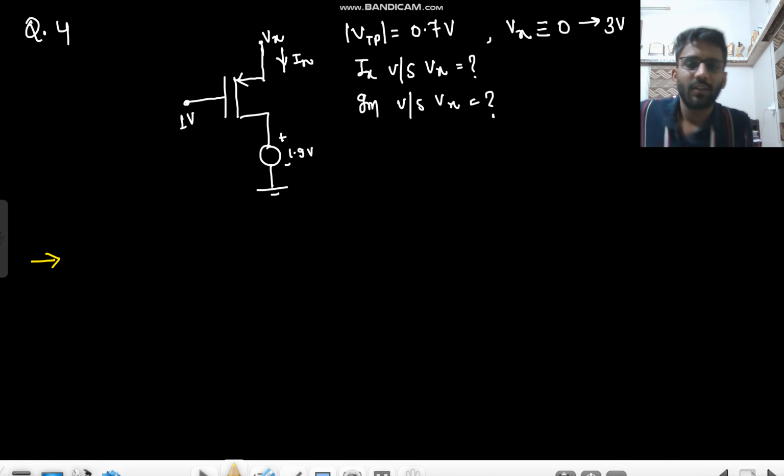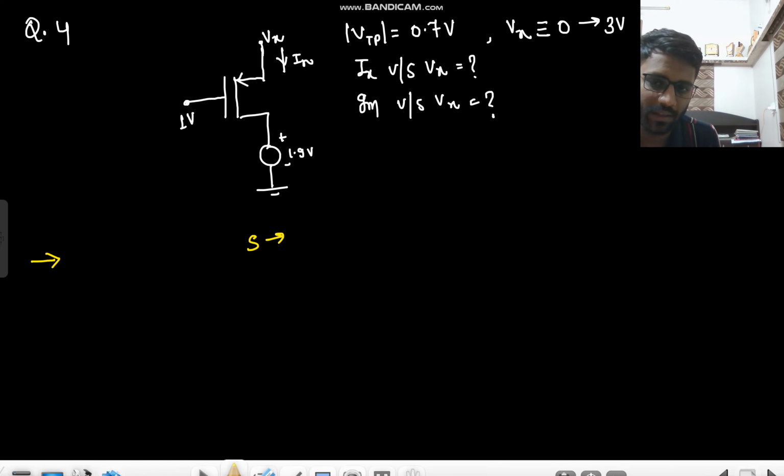Hello everyone. Now we will see this question. In this one we have mod of VTP equal to 0.7 volt, and Vx is this. This time it is a PMOS, so the same analysis will be there. In PMOS, source is at higher potential. In case of NMOS, drain is at higher potential.